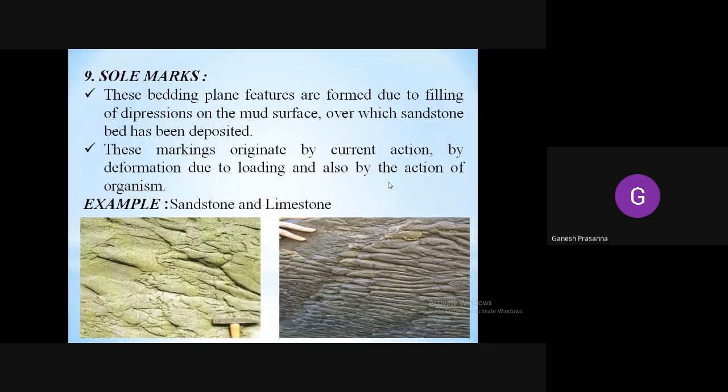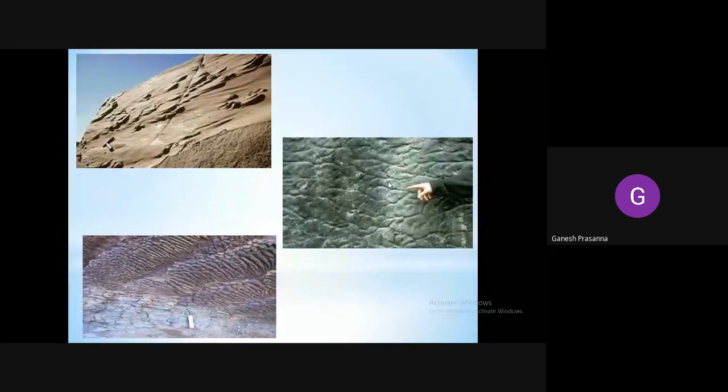Okay, due to the current action, or by deformation due to loading, or the action of organisms, you can find these types of sole marks. Examples are the sandstones and the limestones. You can see these are the sole marks which are observed by the deformation. One rock upon which there is another rock deposition, and the topmost rock gets deformed due to external agencies, then there is certain formation of these sole marks.